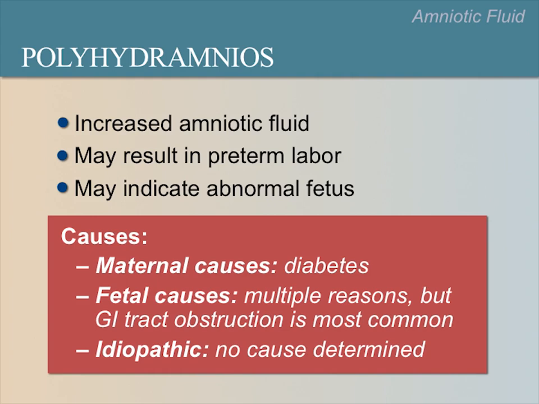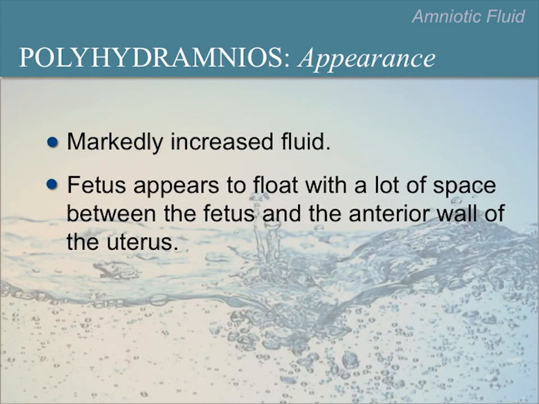With polyhydramnios, you will easily see the excess fluid on ultrasound. The fetus will appear to float with a lot of space between the fetus, uterine wall, or placenta. This is a sagittal view of a fetus with polyhydramnios. Notice the large amount of amniotic fluid between the fetus and the anterior wall of the uterus.